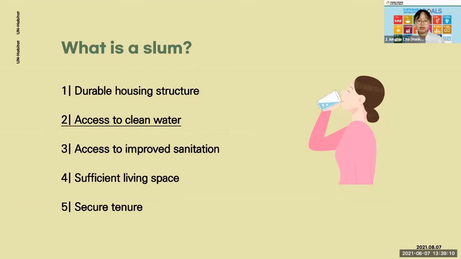And number 2 is access to clean water. If the household members use a facility that is protected from outside contamination, in particular fecal matter contamination, they are considered to have access to improved drinking water source. Some examples are piped water into dwelling, plot or yard, public tap, standpipes, protected spring, etc.